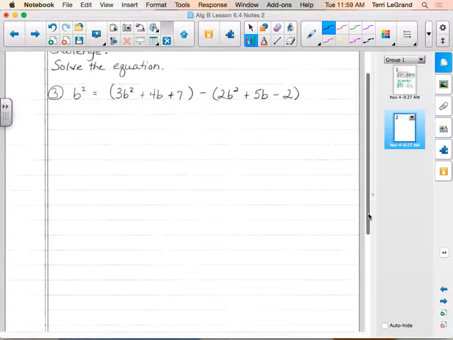Uh-huh, we can. Okay. We have the equation b squared equals a polynomial, and what kind of a polynomial is 3b squared plus 4b plus 7? What kind of a polynomial is that? Cameron? Quadratic trinomial. A quadratic trinomial. And we just happen to have to subtract from that another quadratic trinomial. Okay, we're just going to bring this b squared along for a little bit.